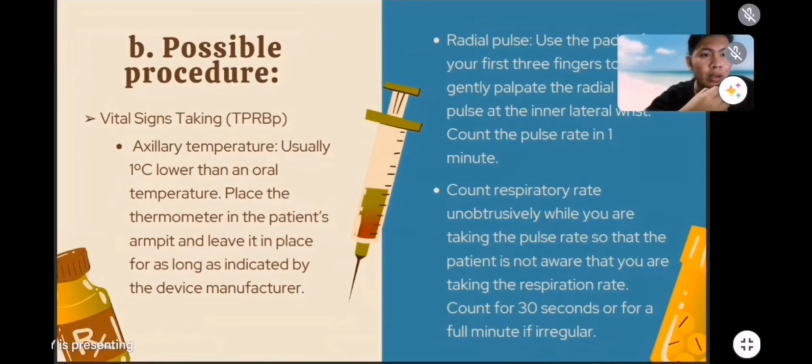Count the respiratory rate of the patient unobtrusively while you are taking the pulse rate, so that the patient is not aware that you are taking the respiration rate. Count for 30 seconds, or for a full minute if irregular.